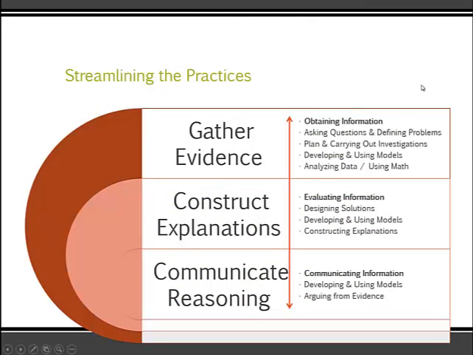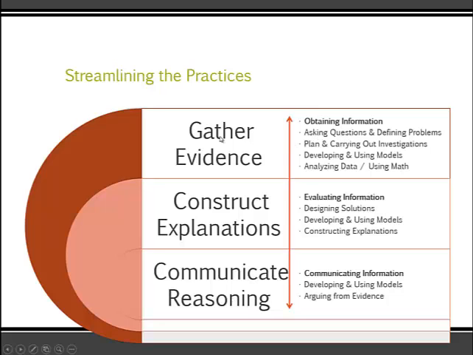The next thing that I want to talk about is this, and I apologize, this slide is a little bit off, but if we can actually streamline the practices. Thinking about 8 things is overwhelming to me. And so if we take the practices and we split them up, the last practice is obtaining, evaluating, and communicating information. So if we take those and we say, well, when we obtain information, we're usually actually gathering evidence. When we evaluate information, we're usually constructing explanations. And when we communicate information, we're usually communicating our reasoning.